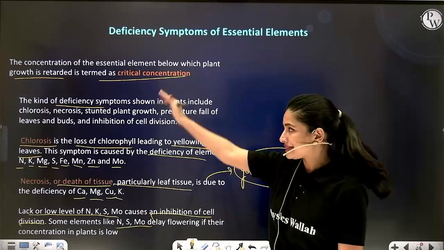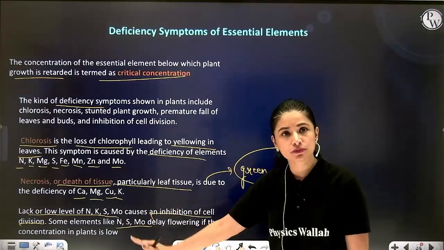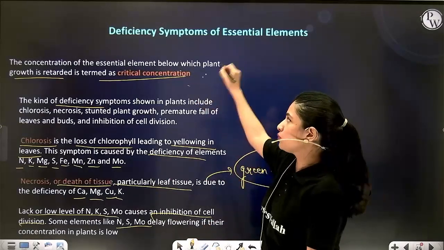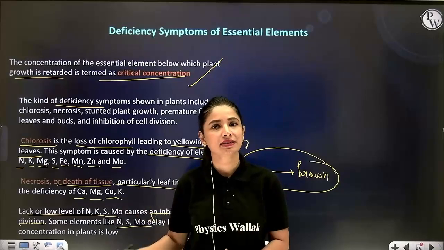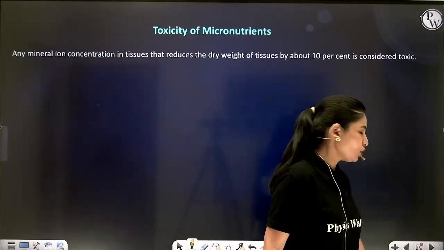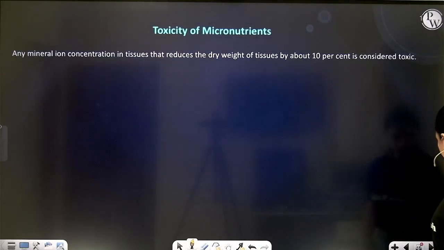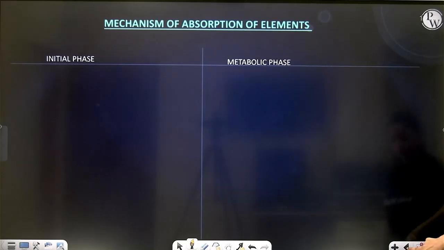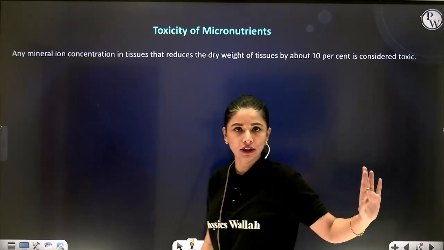Correct? So this is the list of deficiency symptoms along with the elements responsible for them, as well as what we mean by deficiency symptom and when it arises. If you remember this page, you will be able to solve all the questions. Correct? Okay, now moving ahead with the next topic, which is toxicity. Deficiency you have learnt.